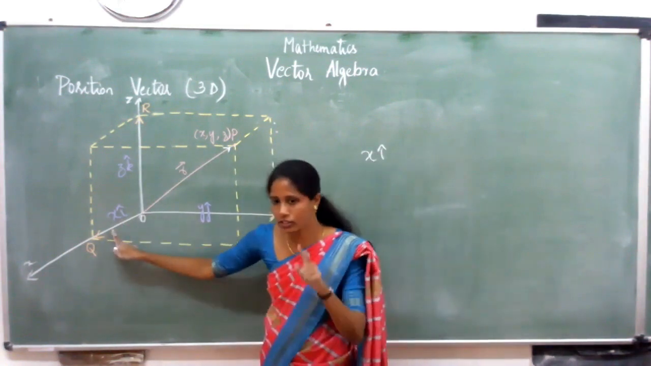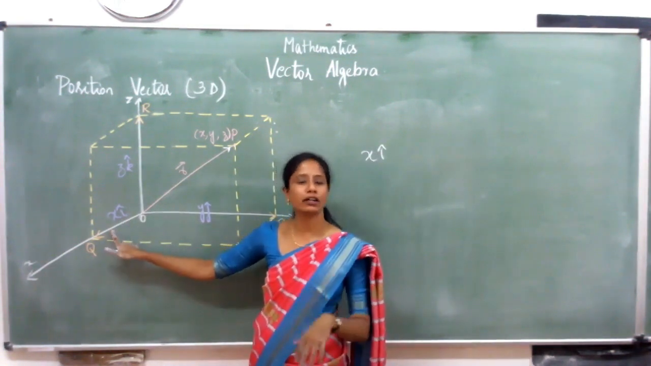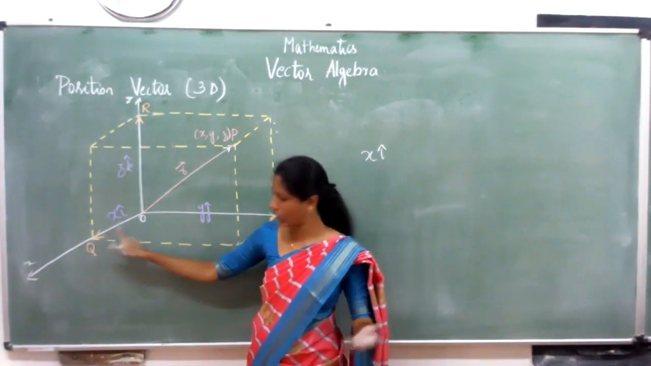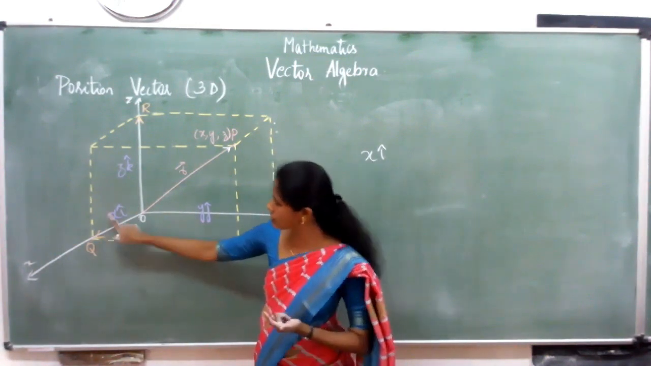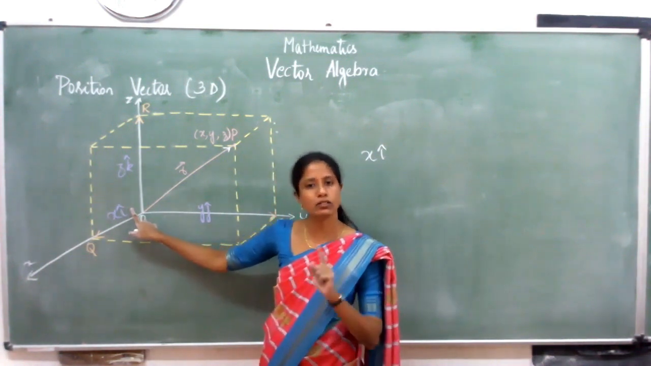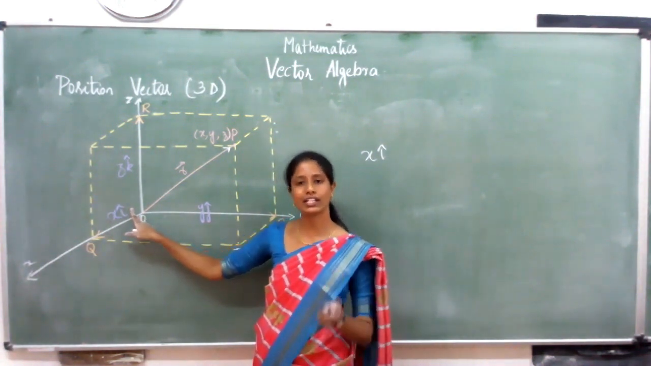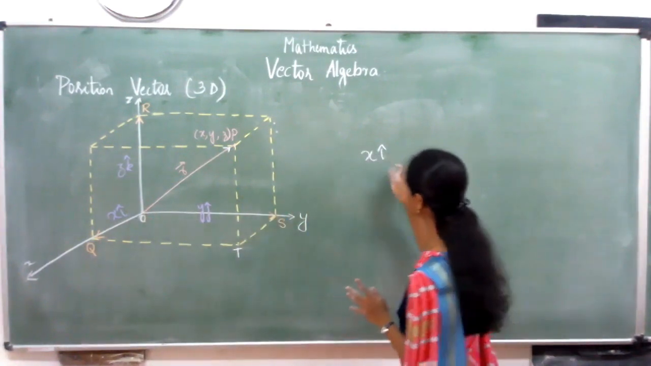First, the number of units you are traveling is x. x can be any number, either 2, 3, 4, 5, any number. In the direction of what? In the direction of the x axis, so x into i cap. In vectors, we know that magnitude as well as direction is important. So x into i cap.